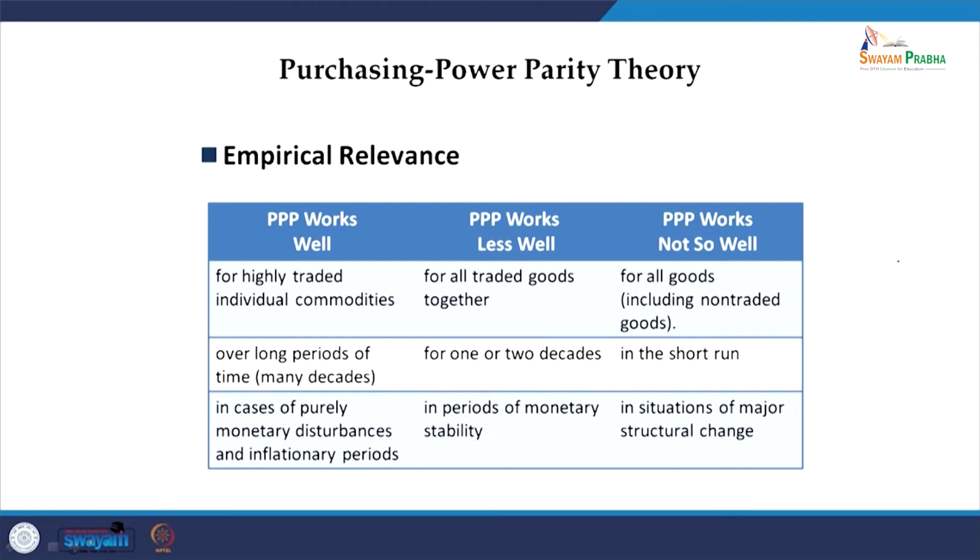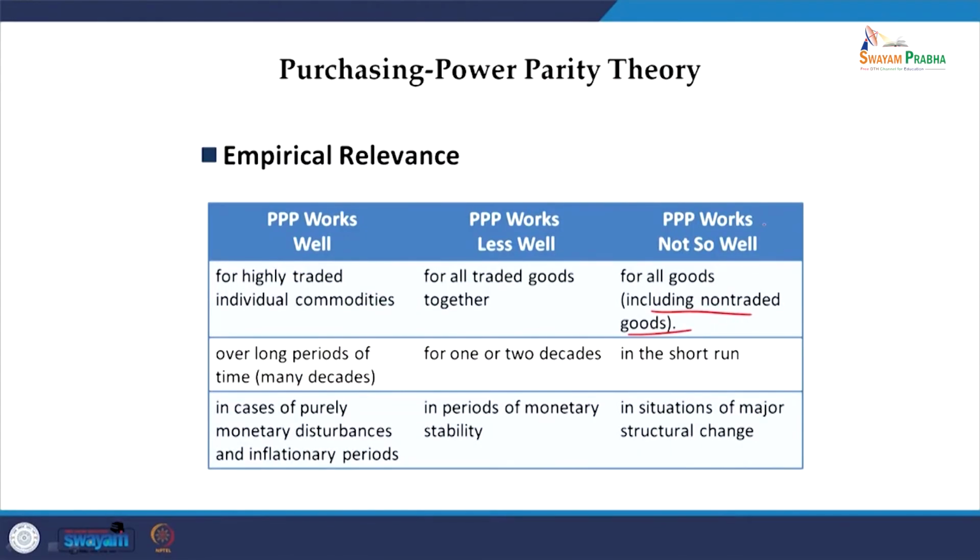There are some empirical evidences of how PPP works better, works less well, and works not so well. For highly traded individual commodities, PPP works much better. For all goods together they are just on average working. For all goods including non-traded goods PPP does not work, because it is not transmitting or passing through the prices across the boundary. Over a long period of time, if the comparison is taken, the average prices are usually less fluctuating, so PPP works much better. In the very short run it does not work. That is a very good empirical relevance from Professor Salvatore's book.